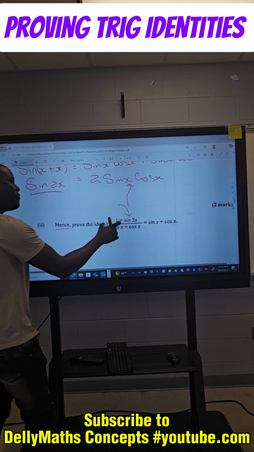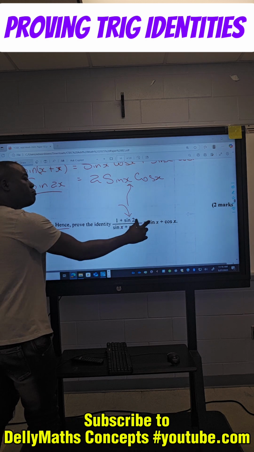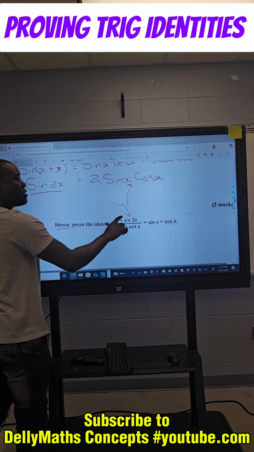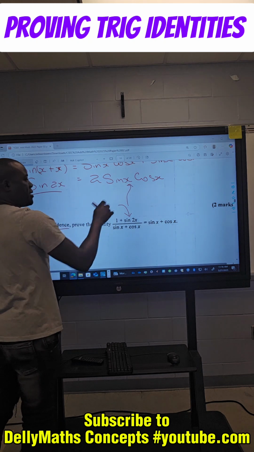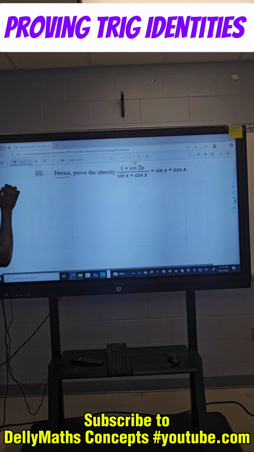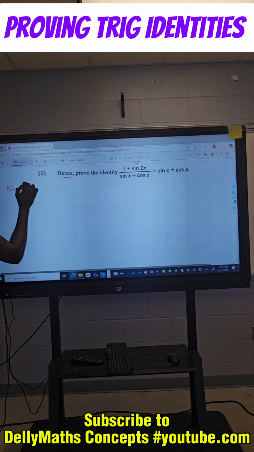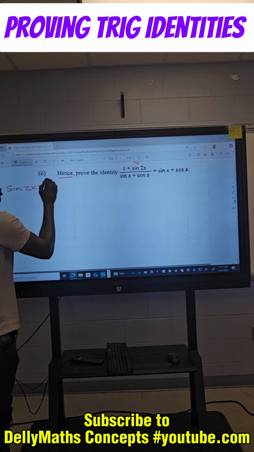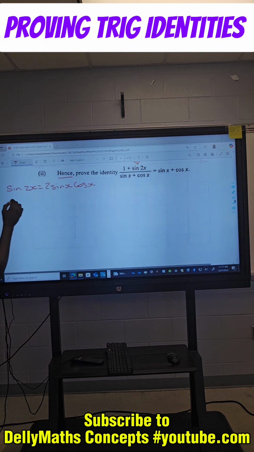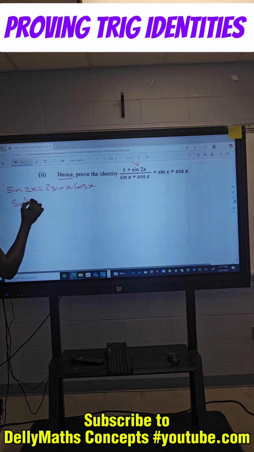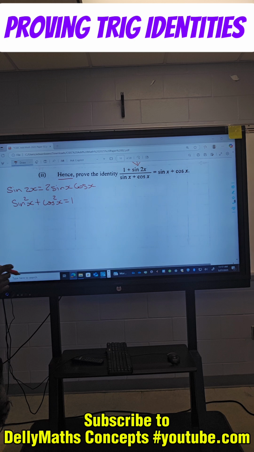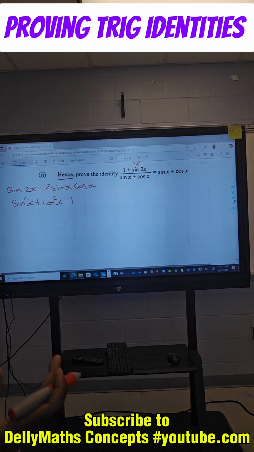The bottom line is I'm going to focus on the left side and use it to prove the right side. Remember that the sine of 2x will be substituted as 2 sine x cos x. Let us get into it. Also, another thing I want us to pay attention to. These are our 2 things. We want to recall that the sine of 2x is equal to 2 sine x cos x. Also, we want to recall that sine squared x plus cos squared x is equal to 1.